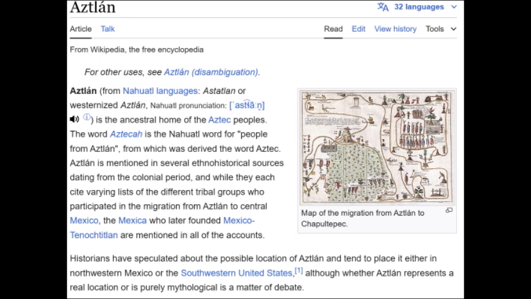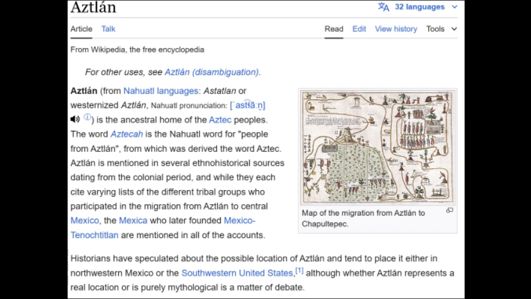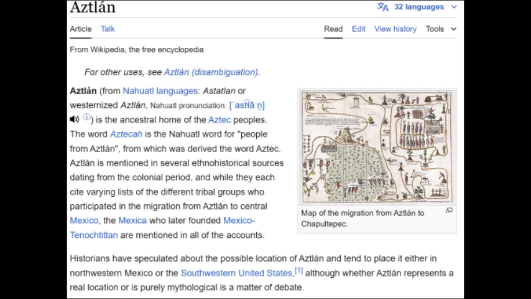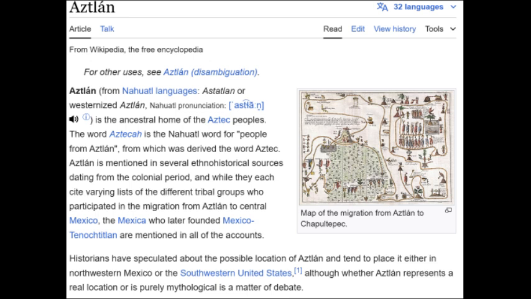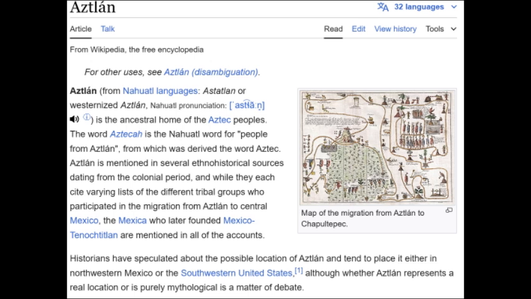Atlan is mentioned in several ethno-historical sources, and there's another overlay, the label ethno-historical. Dating from the colonial period, another overlay, colonial period, and while they each cite varying lists of the different tribal groups who participated, tribal groups is an overlay, who participated in the migration, overlay, migration, from Atlan to central Mexico, the Mexica, overlay, adding that word there, Mexica versus Mexico, that's the gender studies crap that they're trying to insert into all languages today, including Spanish, who later founded Mexico Tenochtitlan.